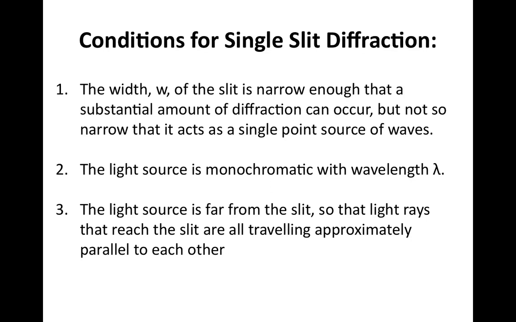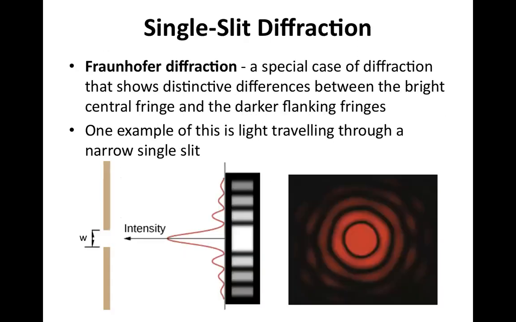For number two, the second condition is that the light source is monochromatic. So for example, we have a red laser light, which is a wavelength of like 650 nanometers. And the third condition is that the light source is far from the slit so that the light rays that reach the slit are traveling approximately parallel to each other. And assume that these three conditions are all met whenever we have a problem in this course that says single slit diffraction. So those are assumptions that are valid in this course for single slit diffraction.